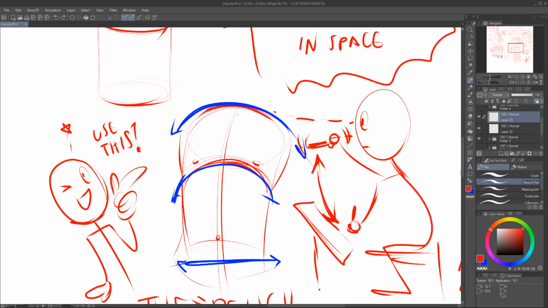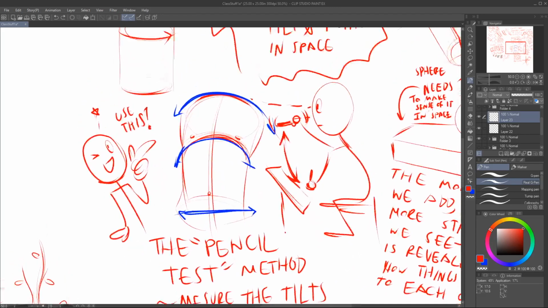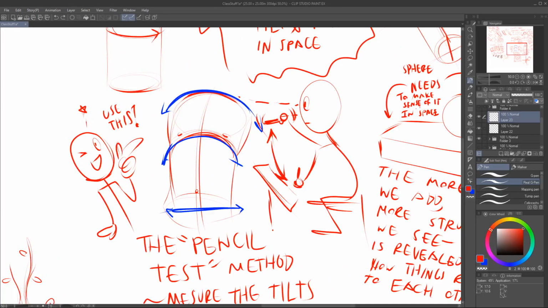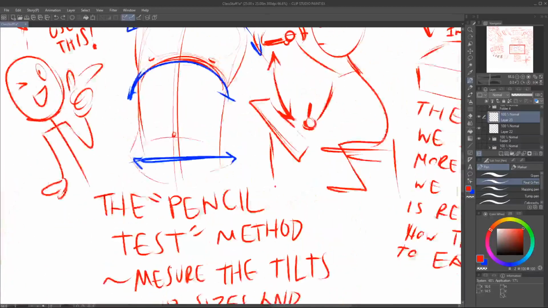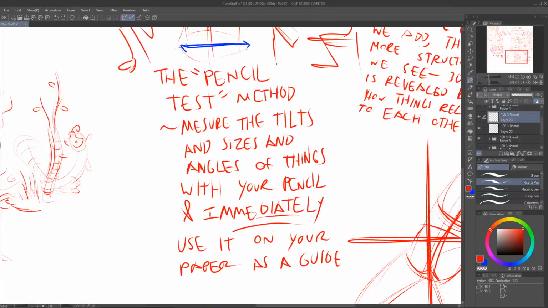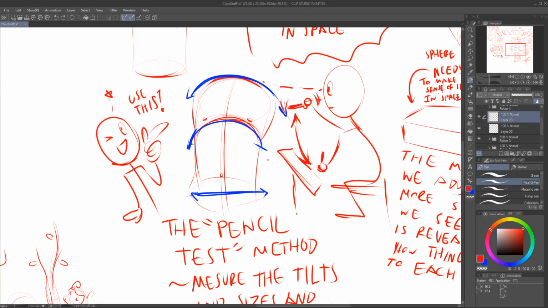For example, let's say you're drawing this torso here and you want to define the angles of things, like the angle of the hips down below, or the angle of the tilt of the upper part of the torso and the shoulders and the rib cage. You hold up your pencil and kind of curve over it. Now the thing is, when you do that, you have to immediately use it because it's fresh in your visual memory. You should immediately go down to your page and draw it. This is the secret to finding angles of stuff.